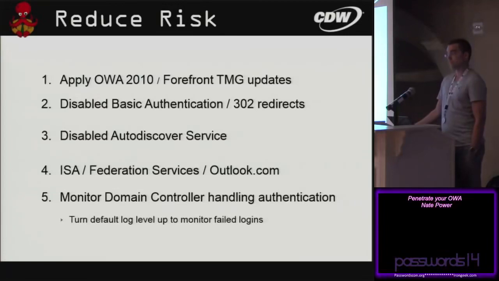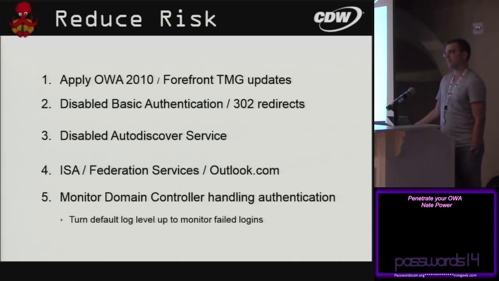I think the AutoDiscover service is a complete piece of garbage, and everybody should disable it. Microsoft has no plans to fix that or the internal IP address issues. If you're running an ISA, Federation Services, or even Outlook.com, I have not found those vulnerable to the timing attack.